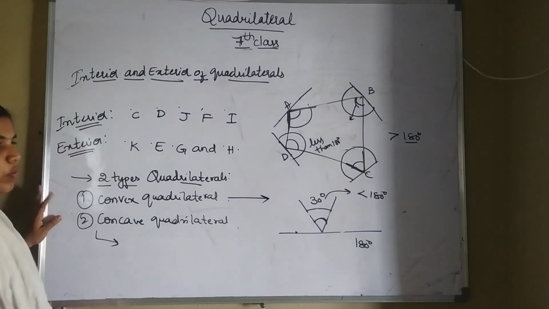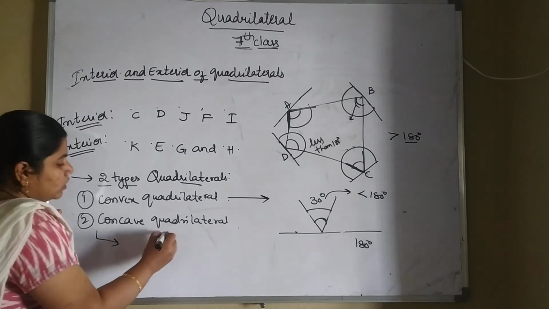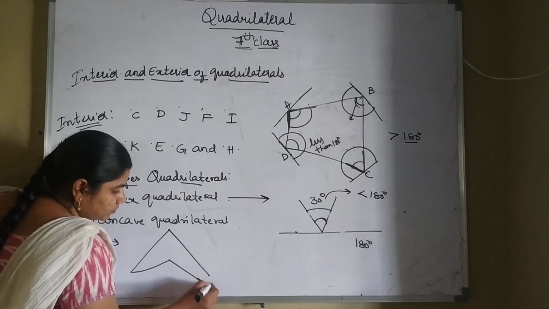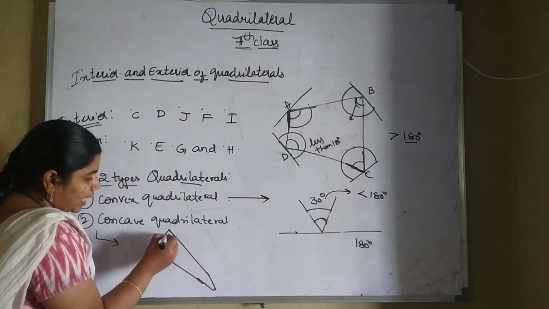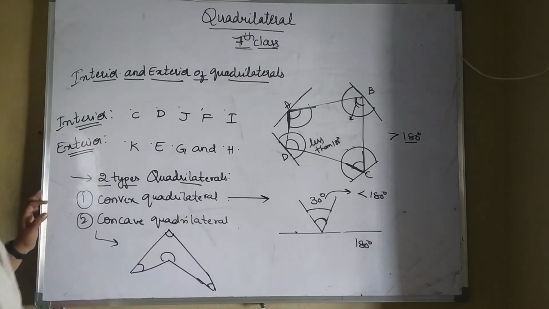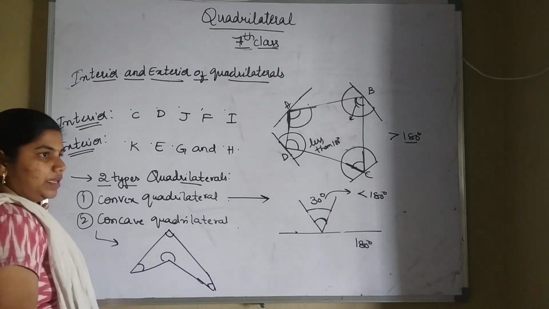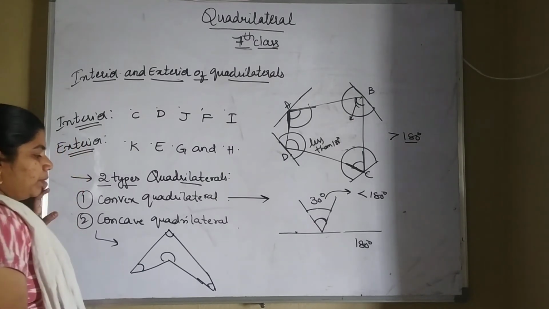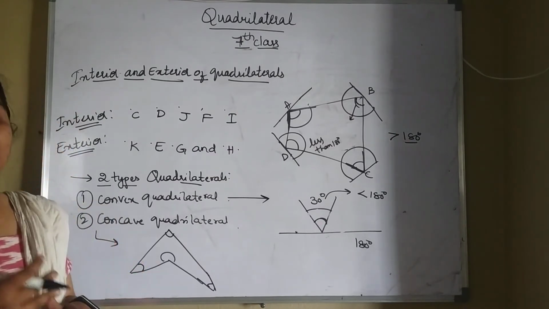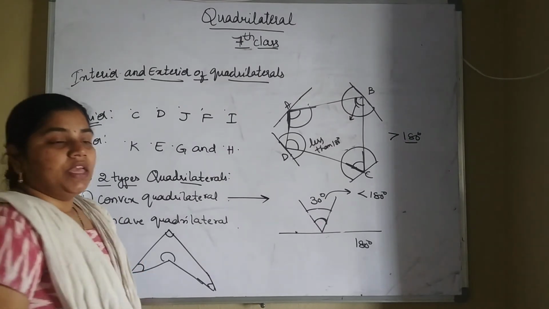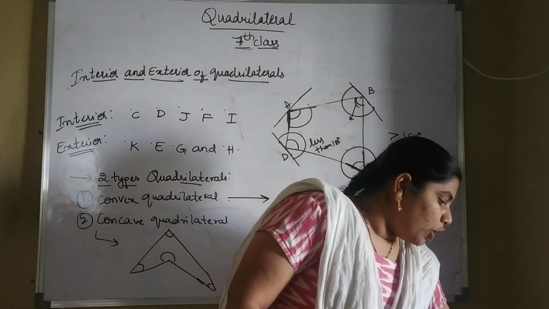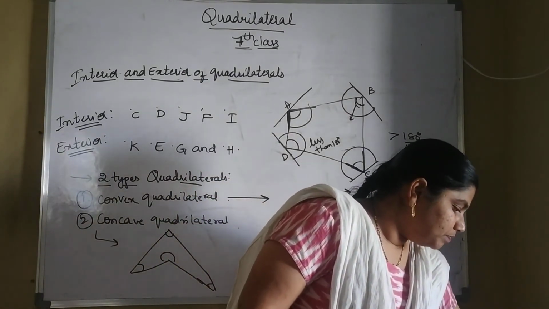So what do you mean by concave quadrilateral? We will see. Here I am taking one figure. It is in this form. And what are the interior angles? 1, 2, 3, 4. So these are the interior angles. So what do you mean by concave? Concave is nothing but any one of the angles is greater than 180. If it is greater than 180, we will call it a concave quadrilateral.